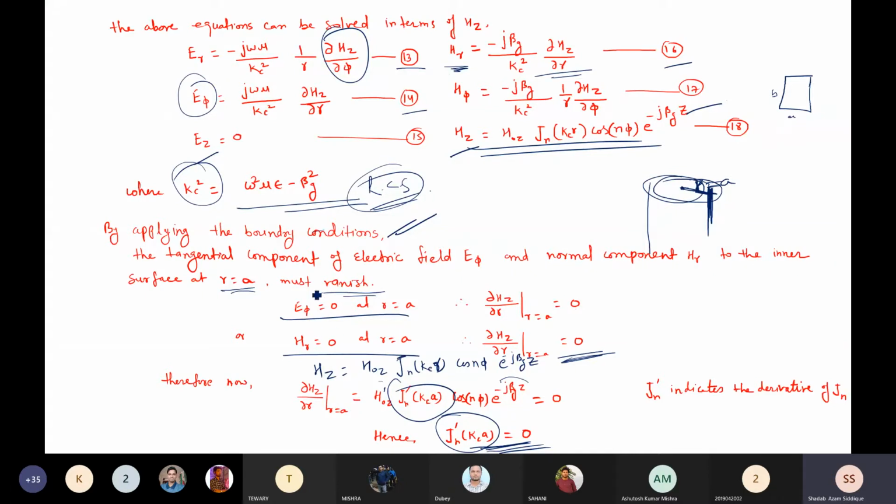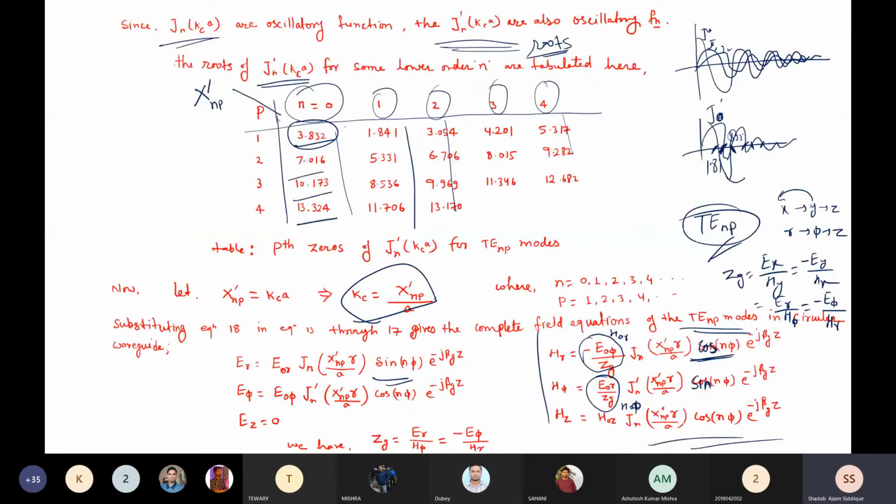If these two become 0, from this one and this one we found del Hz by del r equal to 0. So del Hz by del r at r equal to a is equal to 0. From this we get J_n dash of kc a equal to 0. So there will be some roots of this equation, because J_n(kc r) is oscillatory in nature, so its derivative will also be oscillatory in nature. If it is oscillatory, there will be some roots of that function, and the roots can be found from this table. The roots will give you different n and p values.